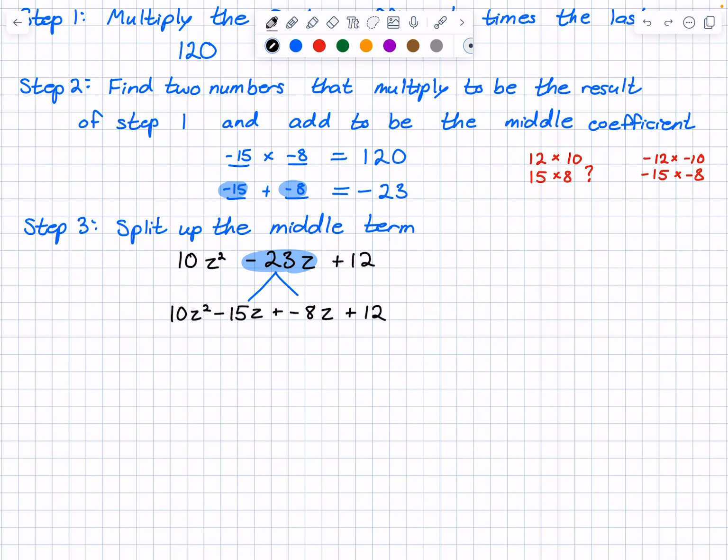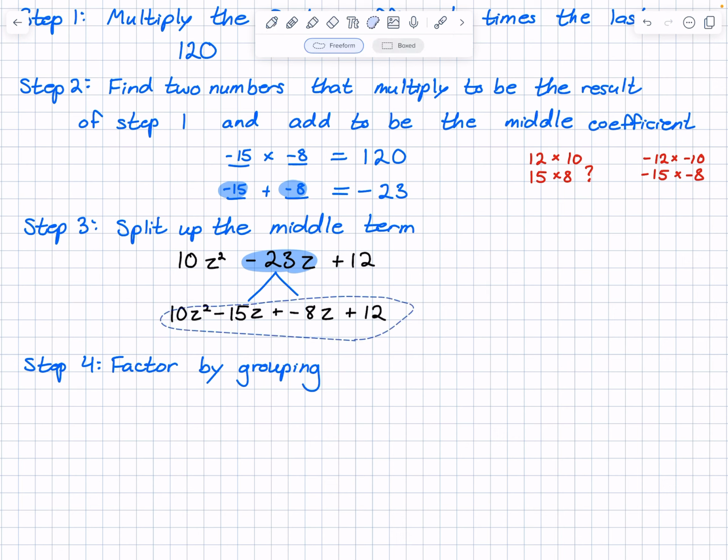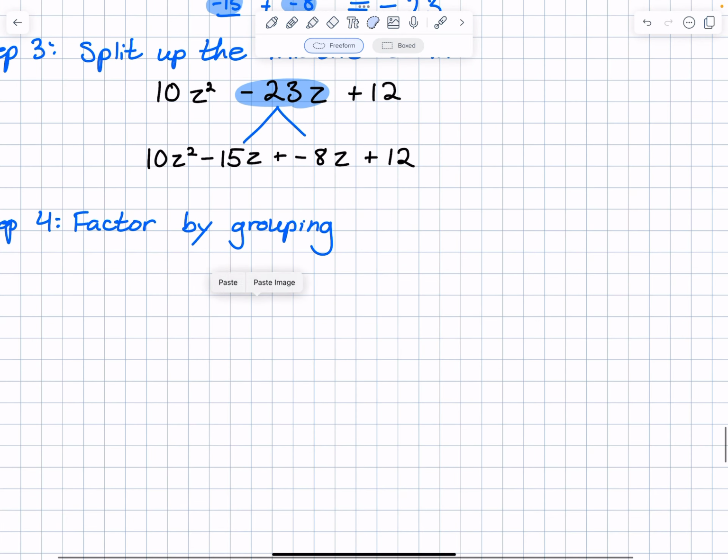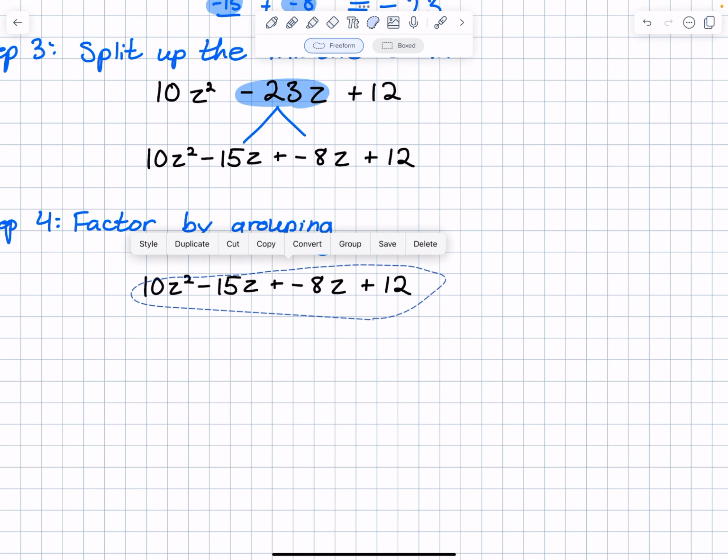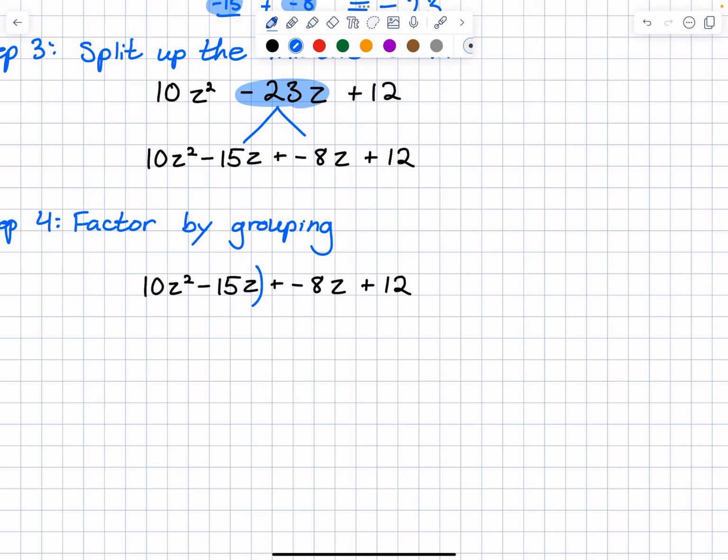From here, we just have one more step. Step 4 is factor by grouping. So I'm going to take this expression that I just made, and I made it by splitting up that middle term, and then I'm going to group. So I group these first two together, and I group these second two together.